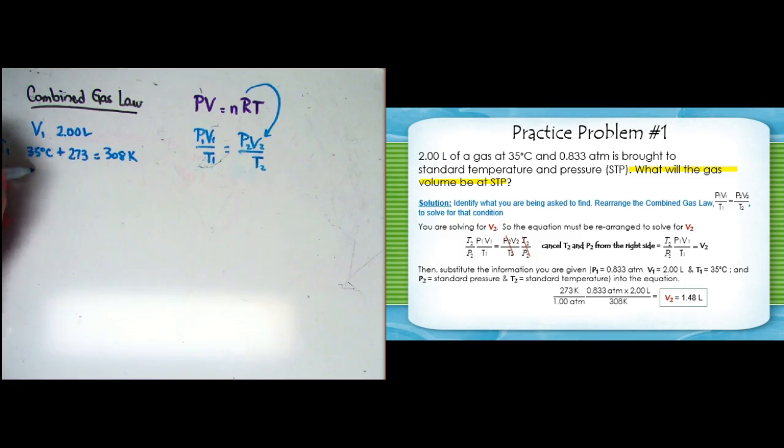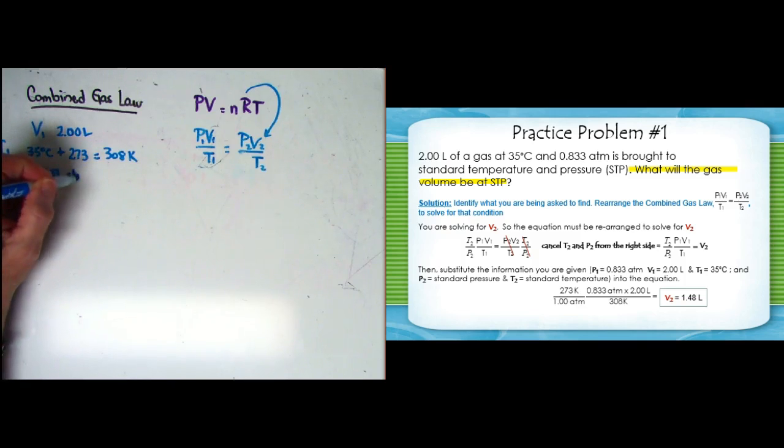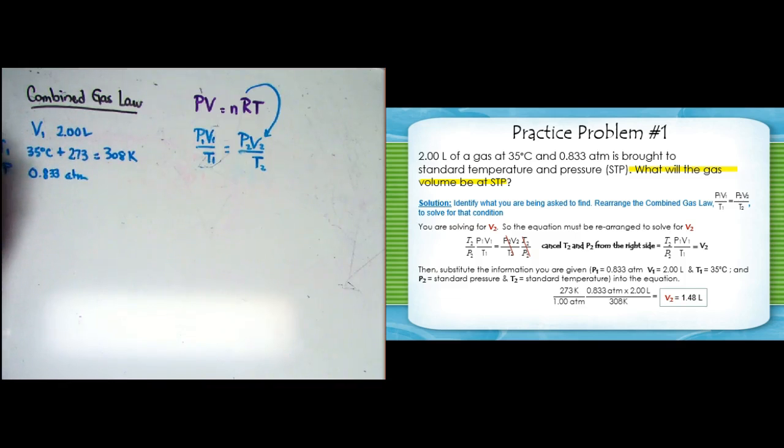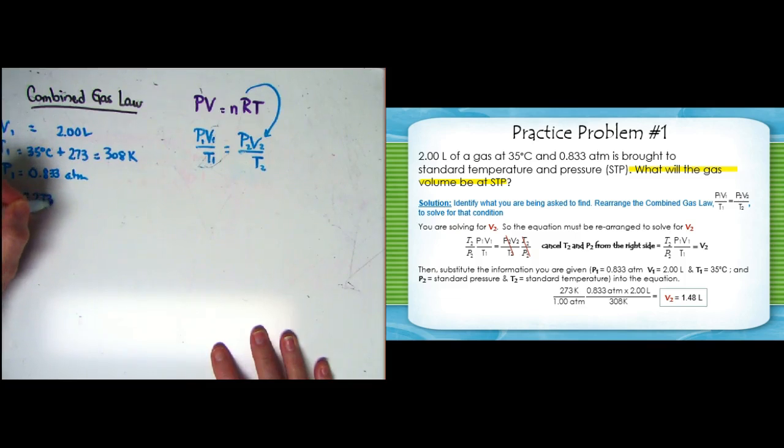Alright, so what else do we have? And we have 0.833 atmospheres, which is going to be P1. So we have V1, T1, and P1, alright? So what then do we know? We're saying it's brought to standard temperature and pressure. Well, what is standard temperature? It's going to be T2, and we know it is 273 Kelvin.